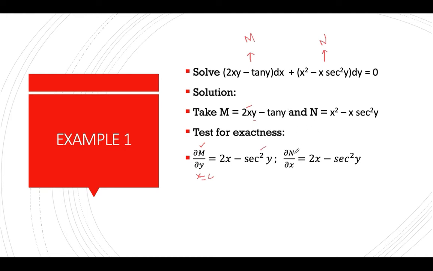And then the partial derivative of N with respect to x, so here your y is constant. So derivative of x squared is 2x. And then secant squared y is constant, so you just copy. Derivative of x is 1. And as you can see, the partial derivative of M with respect to y is equal to the partial derivative of N with respect to x, and therefore the equation is exact.